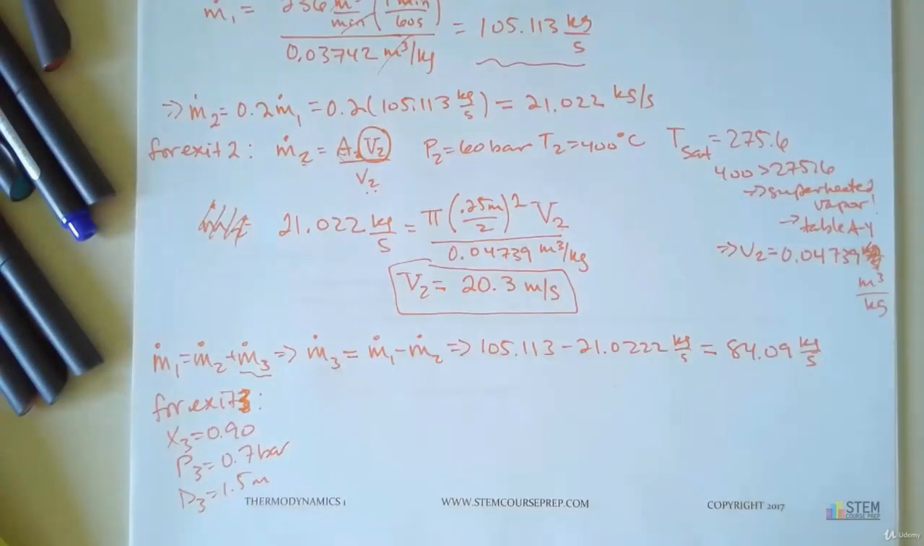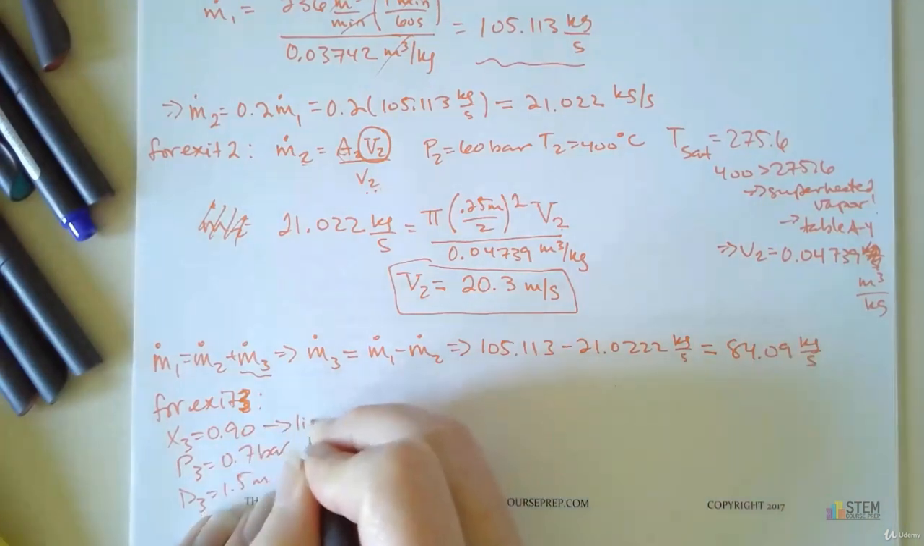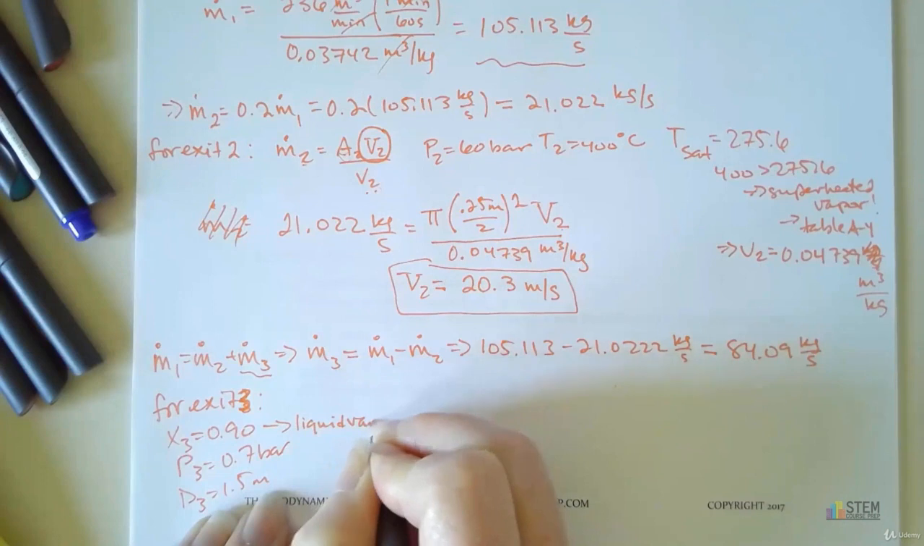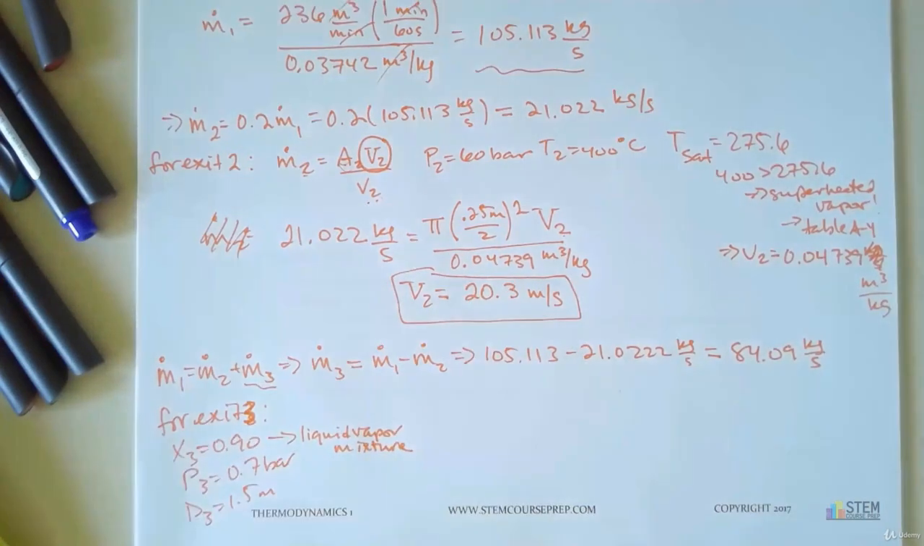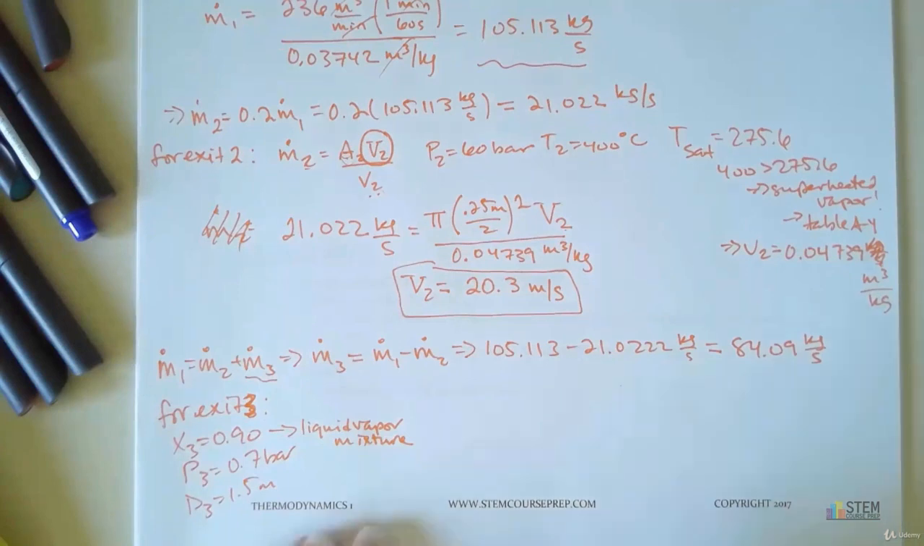Now, looking at this quality right here, this should tell you what kind of substance we've got here. Do we have a compressed liquid? Nope. Do we have superheated vapor? Nope. We've got a quality given. So if a quality is given, that means we have a liquid vapor mixture, because you're only going to get a quality if you've got a liquid vapor mixture.